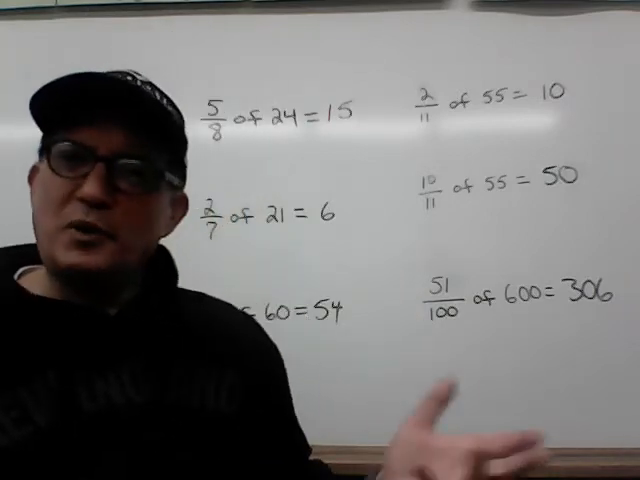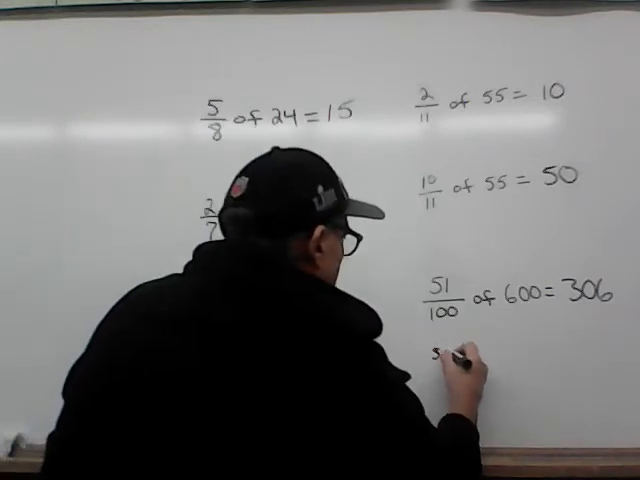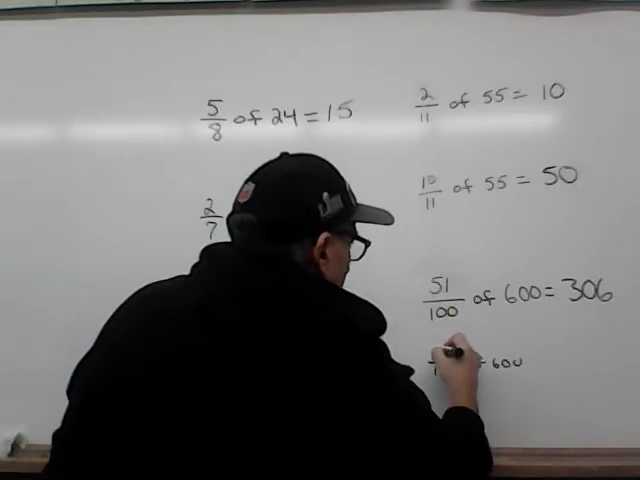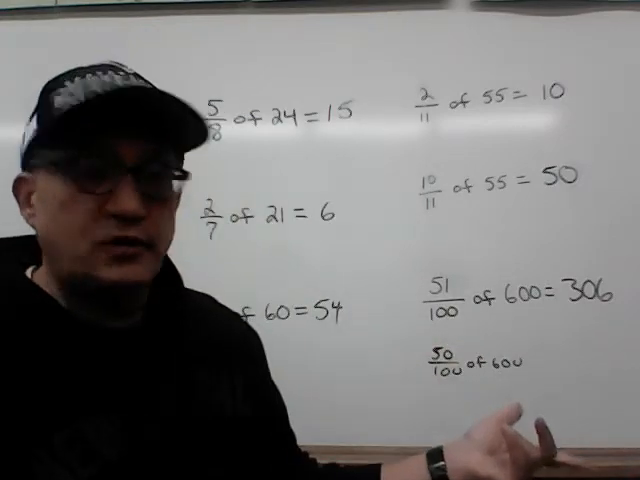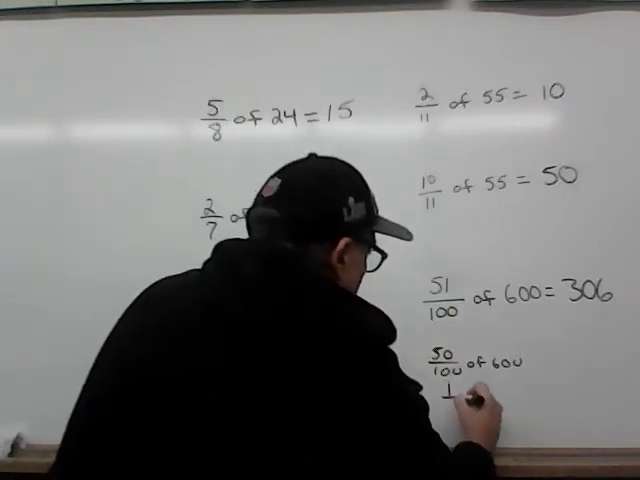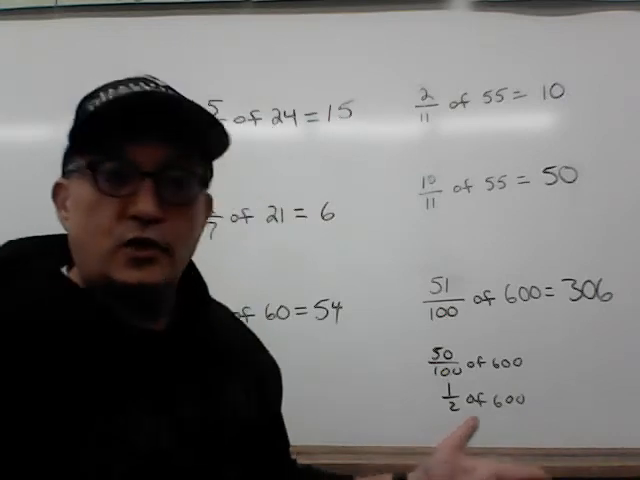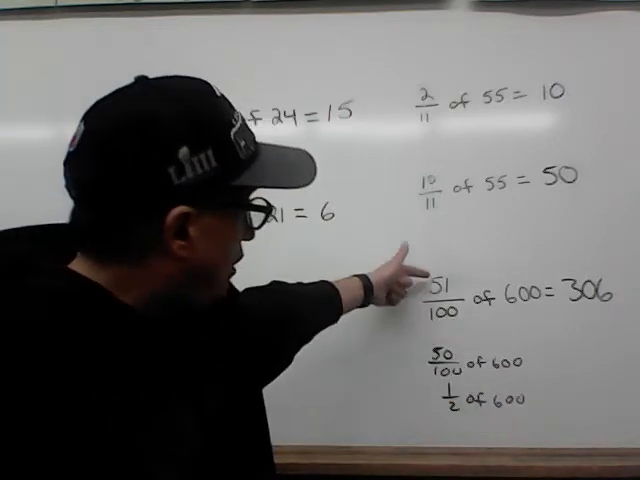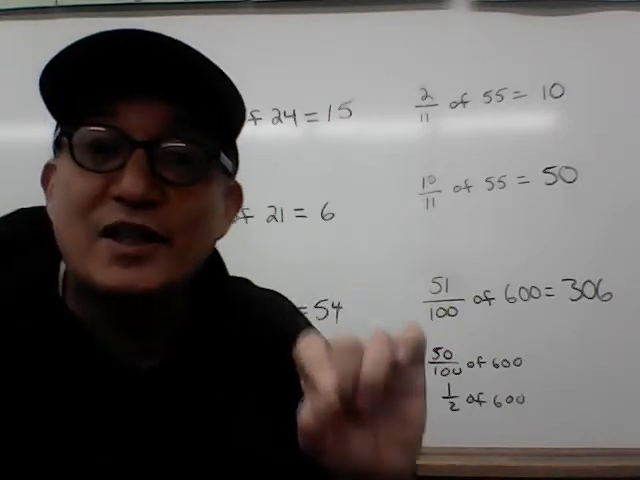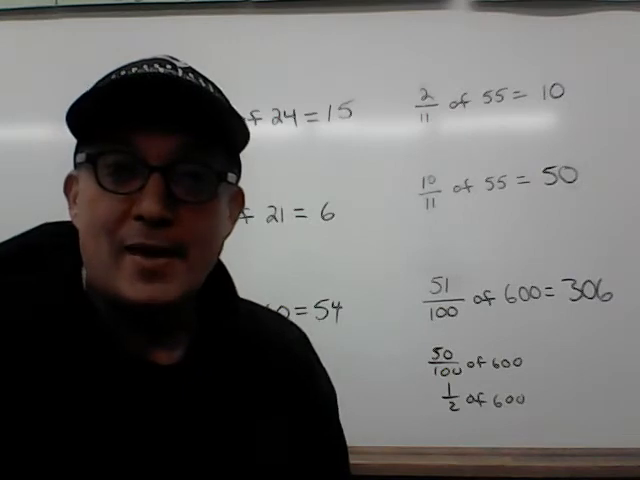51/100ths of 600. Well, what if I had asked you what's 51/100ths of 600? Now we can go through the process. 50 times 6, 300. Or we can just say, well, that's a half. And half of 600 is 300. So when we saw 51/100ths of 600, we should have been expecting a number a little more than 300. And we got that with 306.